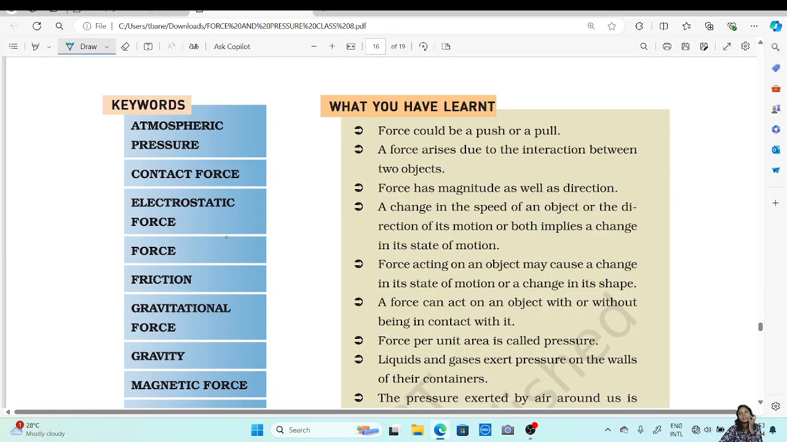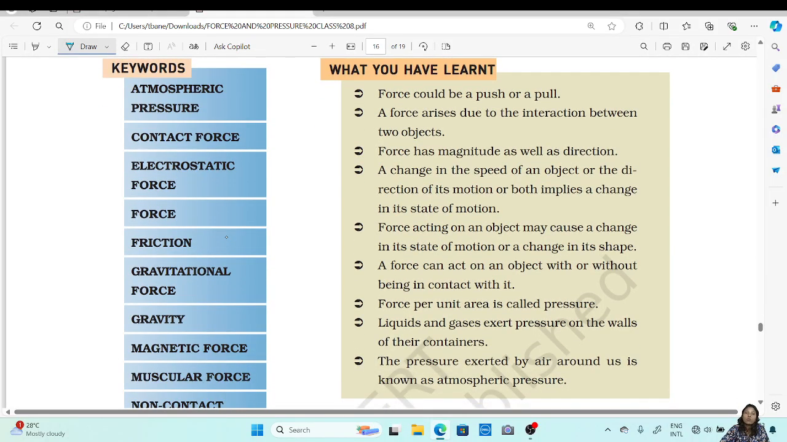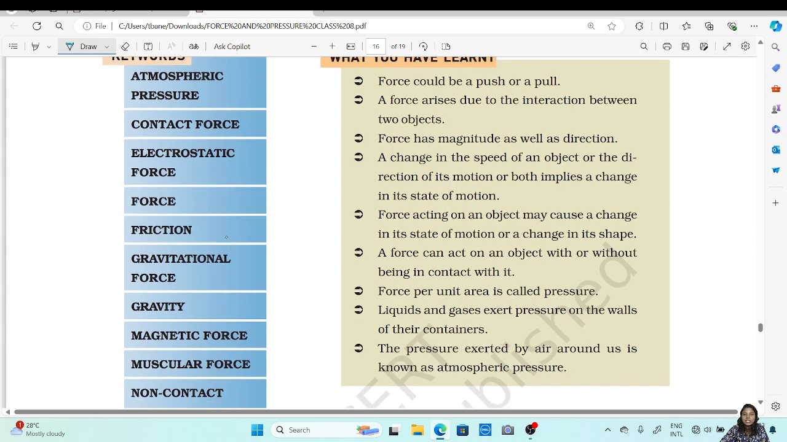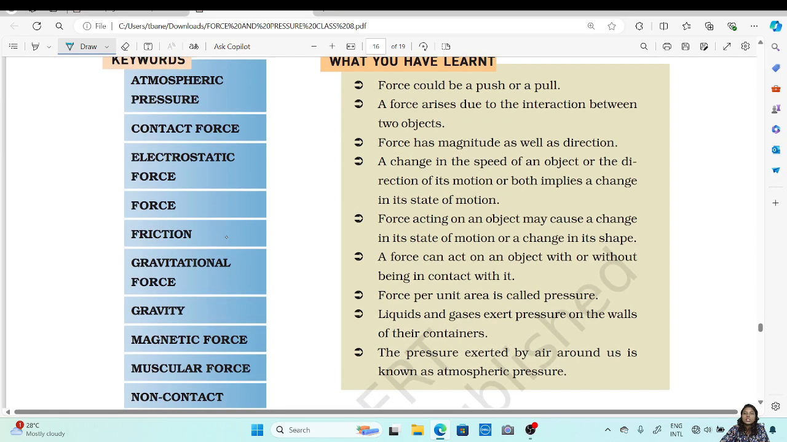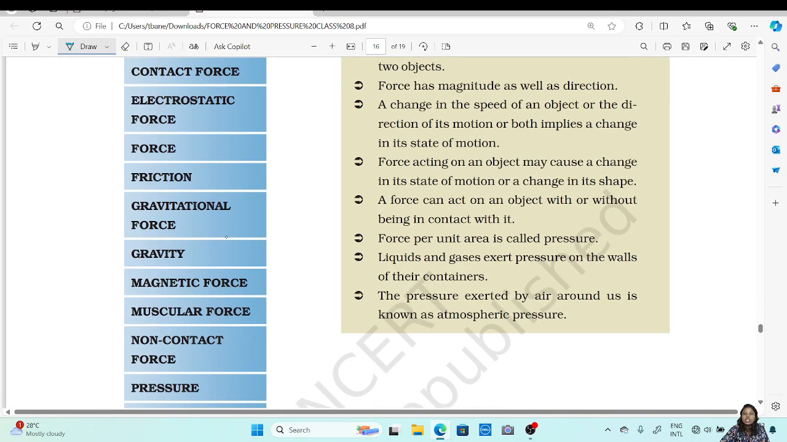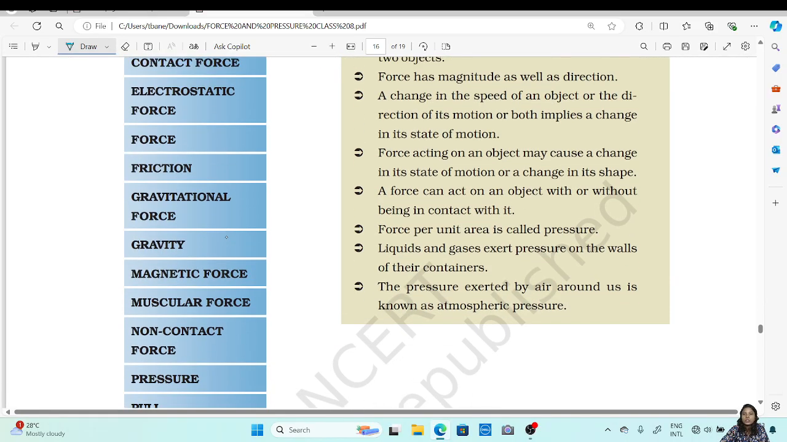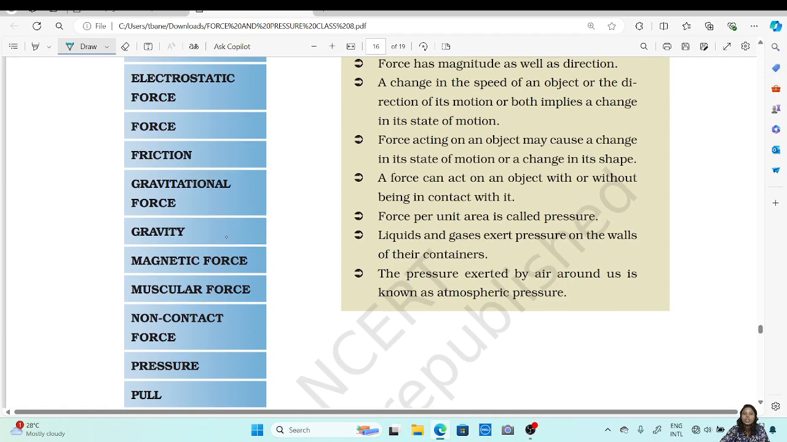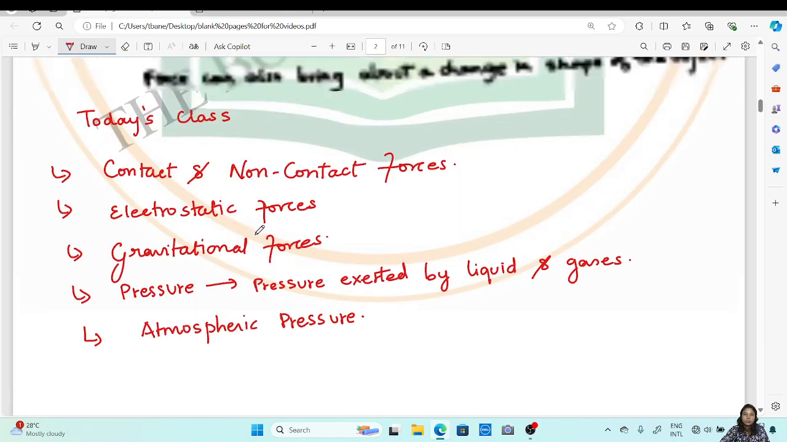So that was it for this chapter. What we have learned so far is that force could be a push or pull. The force arises due to interaction between two objects. Force has magnitude as well as direction. Change in speed of an object or direction of its motion or both implies a change in state of motion. Force acting on an object may cause a change in its motion or change in its shape. A force can act on an object with or without being in contact with it. The force per unit area is called pressure. Liquids and gases also exert pressure, and the pressure exerted by air around us is known as atmospheric pressure.